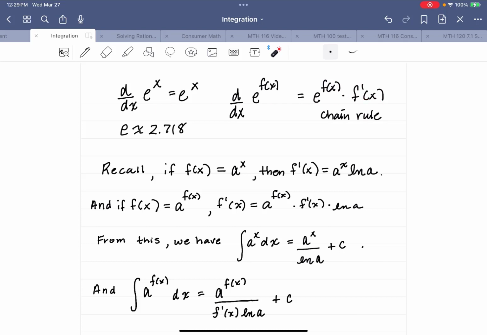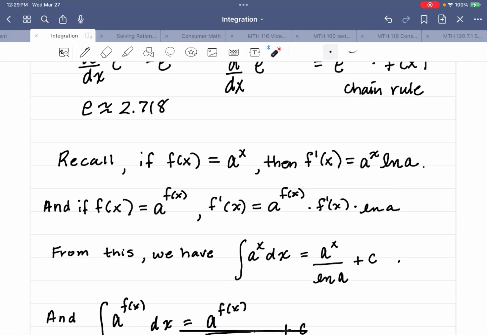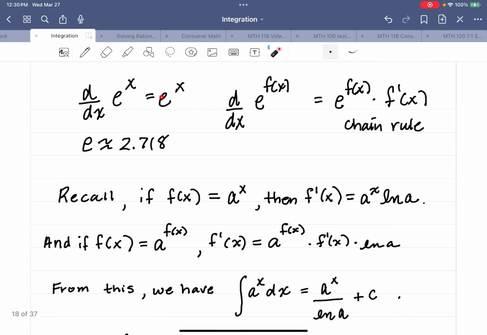Now, let's look at what happens when you have a base other than e. So here I have f of x equals a to the x. Then the derivative of that, similar to this e to the x, in that you copy the base, but you have to multiply that also by the natural log of the base.